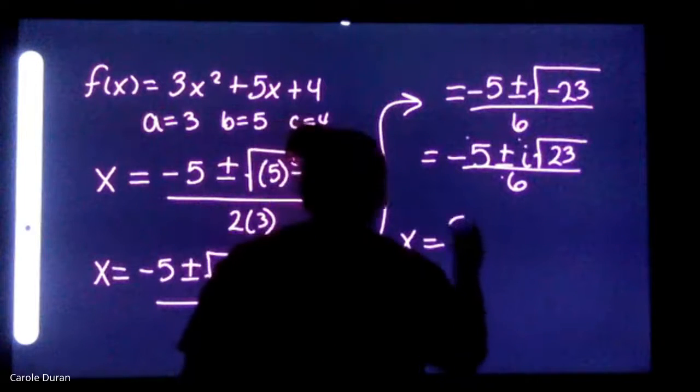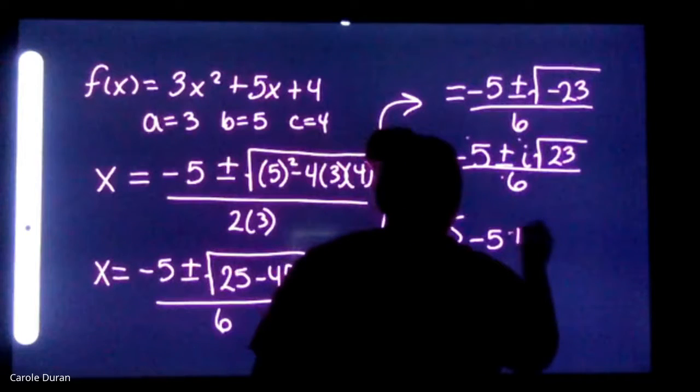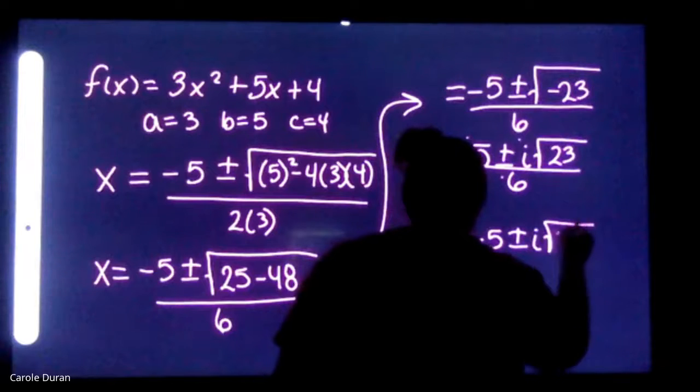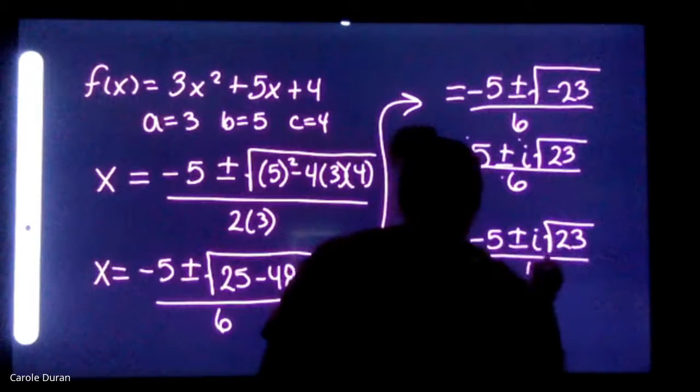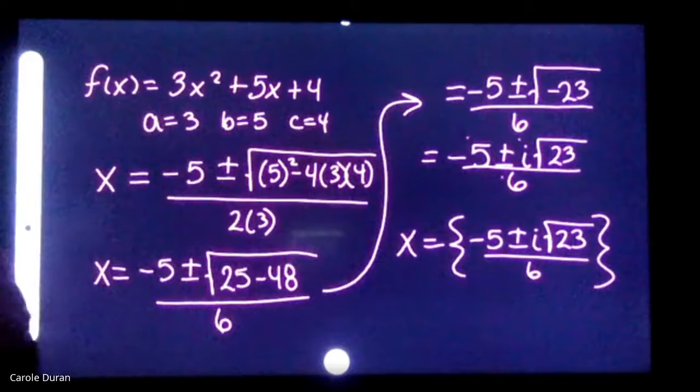So x equals, in curly brackets, you can leave it together if you want to, negative 5 plus or minus i times the square root of 23 all over 6. And I'm finished because there's nothing else that I can do with that. Anybody super confused by the quadratic formula? Fantastic.